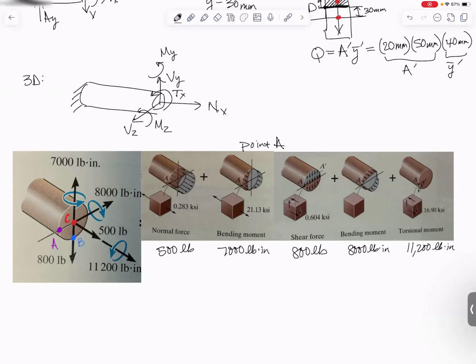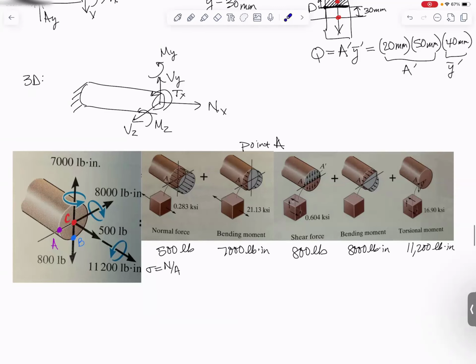So let's talk about what each of those do. The normal force, 500 pounds. Normal force causes nice uniform stress like they show right here. So it doesn't matter if we're looking at the stress at points A, B, or C. It's all going to be N over A, which in this case comes out to be 0.283 KSI in tension.